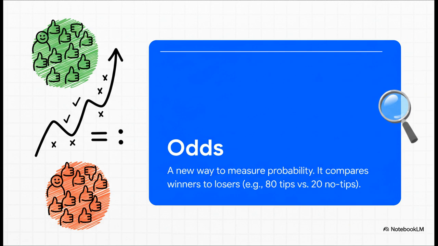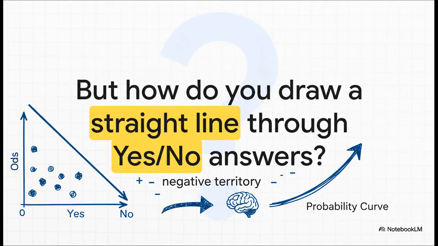So first, we have to completely change how we think about probability. We switch over to using odds, and it's really just a simple ratio of winners to losers. So if 80 people tipped and 20 didn't, the odds of someone tipping are 80 to 20, or 4 to 1. But that still doesn't quite solve our central challenge. Odds are always a positive number, right? You can't have negative odds. But our trusty linear model, that line can go anywhere, even into negative territory. So how on earth do you draw a straight line through simple yes or no answers?